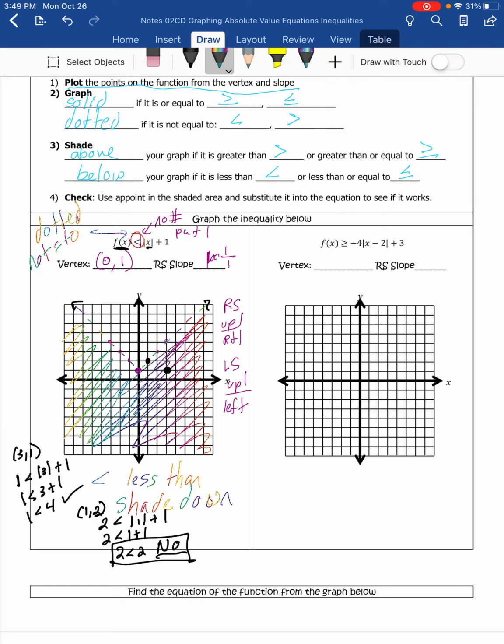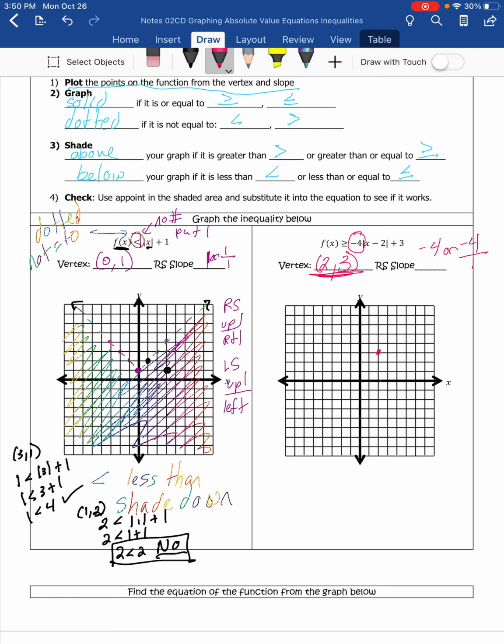All right, so let's try this one more time. My vertex for this one, we have 2, it's minus 2, so remember it goes 2 to the right, and up 3, that's positive 3. My right-hand slope is negative 4, or we write this as a fraction, negative 4 over 1. So the first thing I do is I plot my vertex, so that's going to be 2, 3.